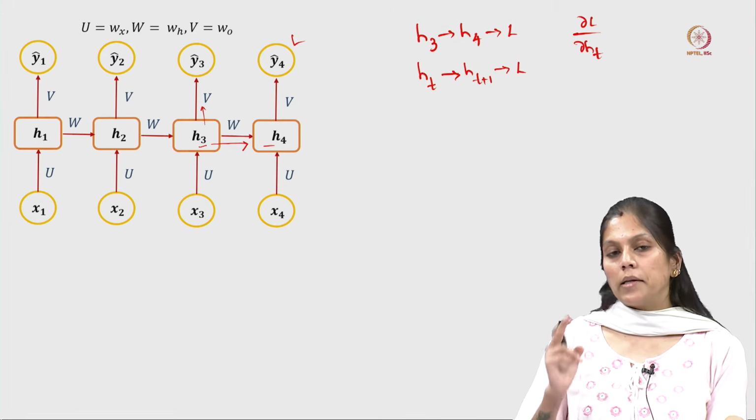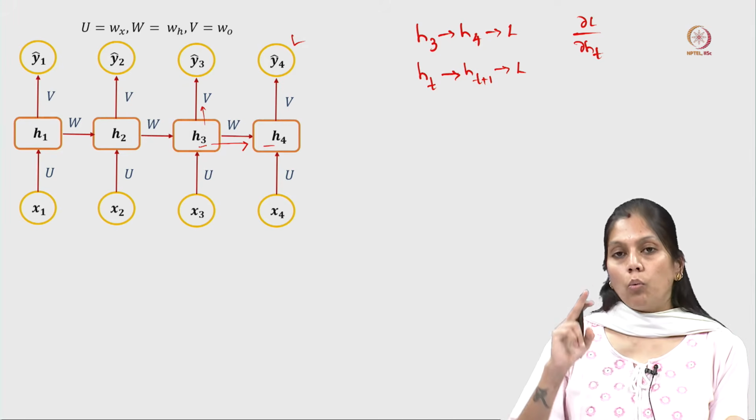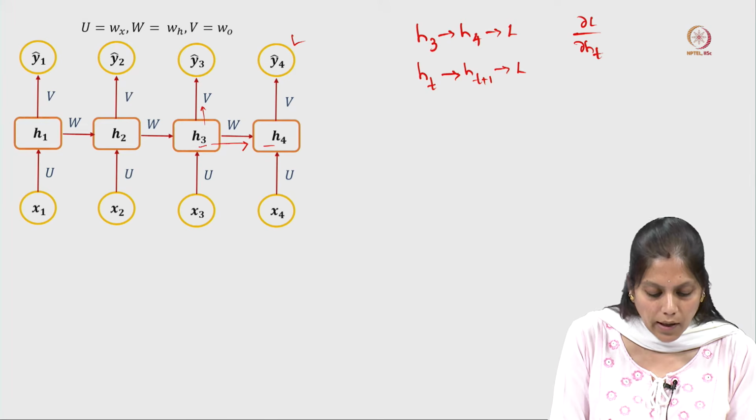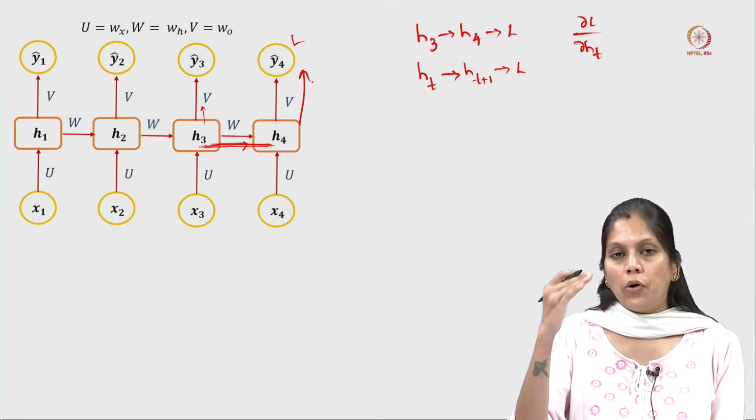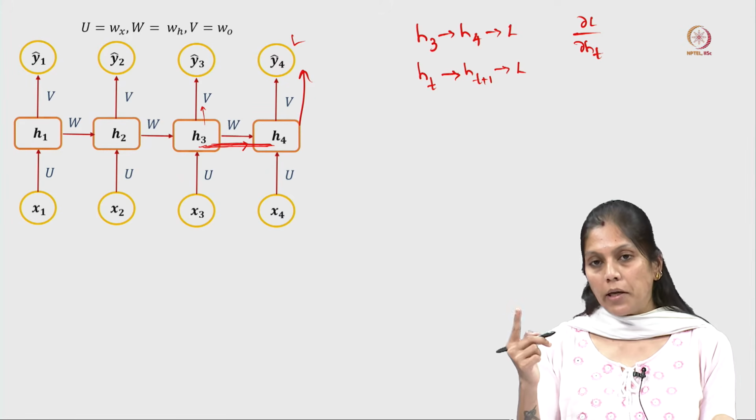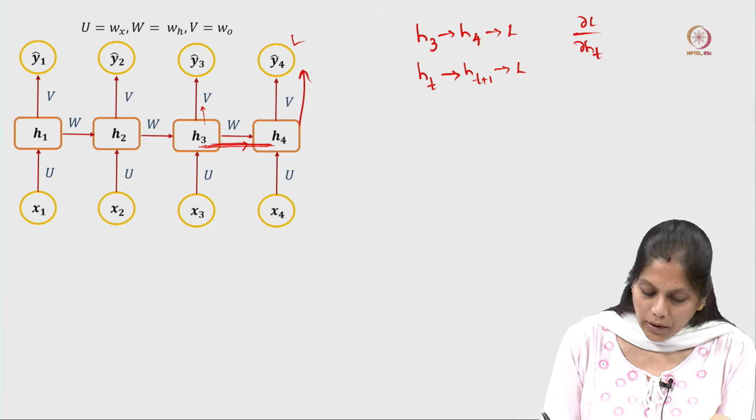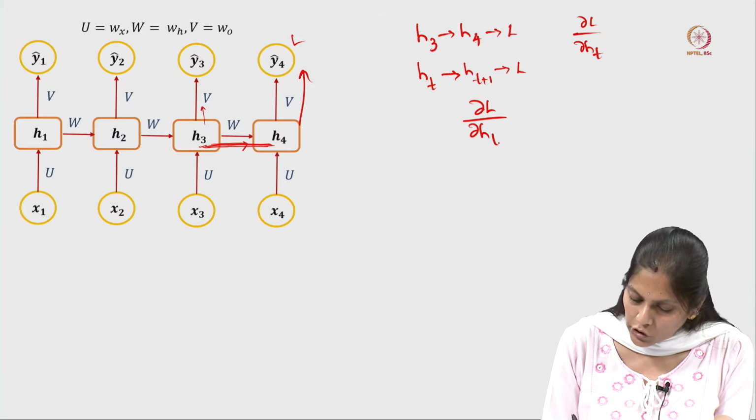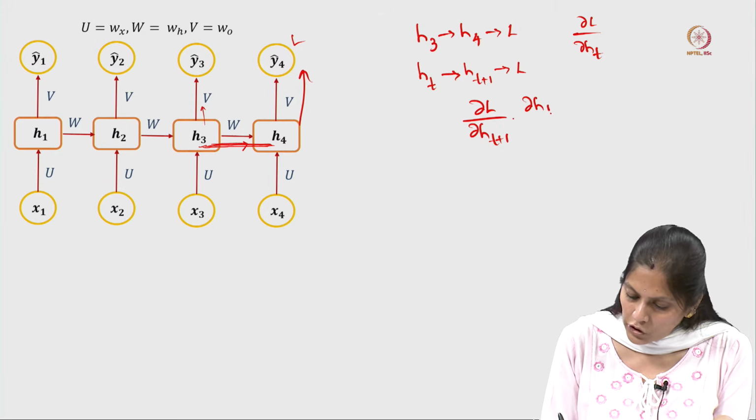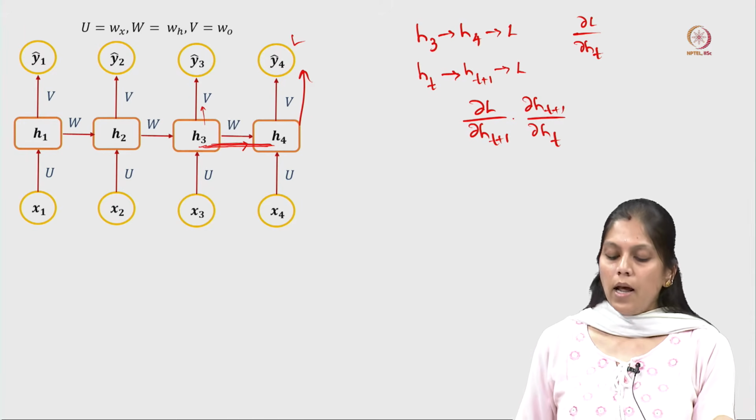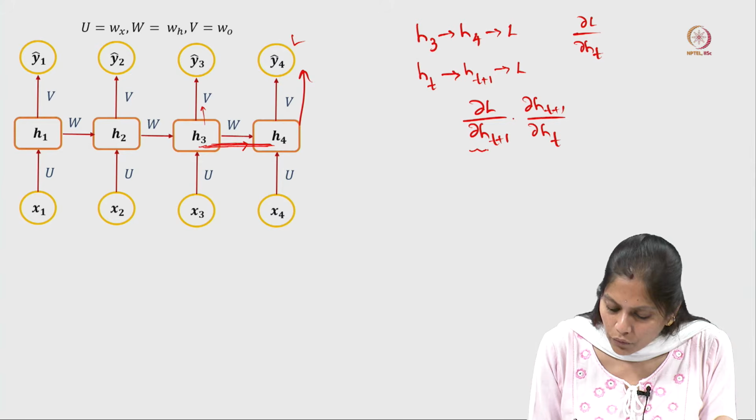Sometime back we saw the impact when H3 is going up. Now, what we are computing is H3 going right. When H3 is going right, this is the path: H3 to H4, H4 to loss. In general we write it as HT to HT plus 1 to loss. So how can we write this equation? Derivative of loss with respect to HT plus 1 and the derivative of HT plus 1 with respect to HT. Can we write it this way? Yes.